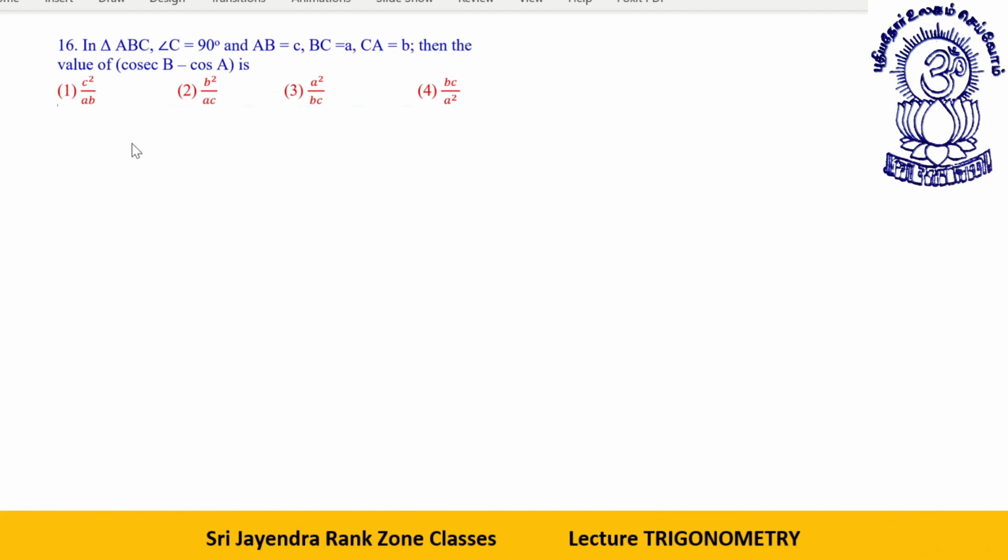In triangle ABC, angle C is equal to 90 degrees. Okay, let me draw a triangle.